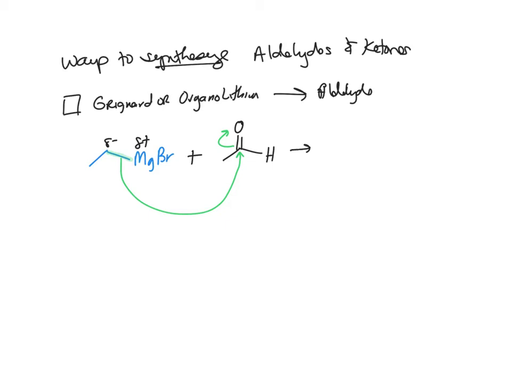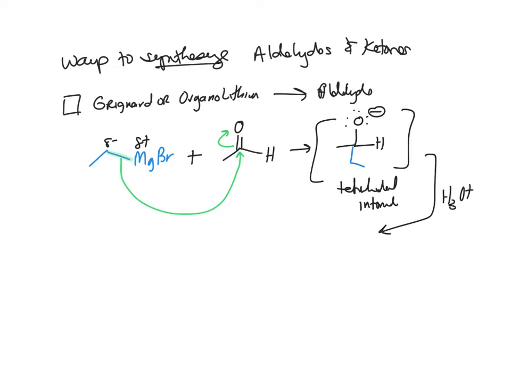This makes a tetrahedral intermediate. This is a mechanism you need to know. So here we have this tetrahedral intermediate. Now we can go ahead and add a little bit of acid, because you do the workup when you do your Grignard in your separatory funnel. And here we have an alcohol. And what kind of alcohol do we have? This carbon-oxygen is bonded to two carbons. So this is a secondary alcohol.